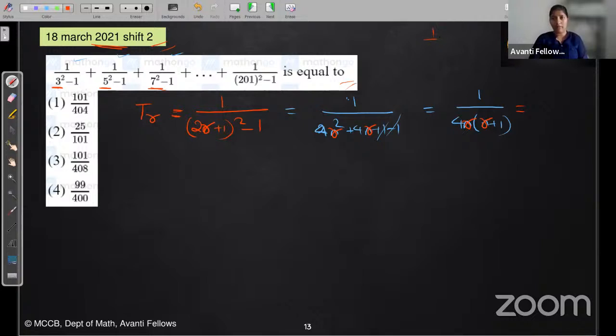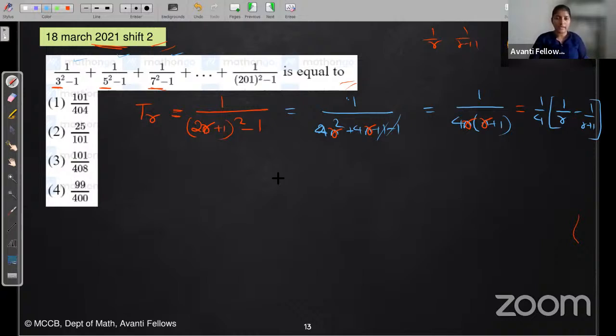So among 1 by r and 1 by r plus 1, which is bigger term? Which is bigger term between 1 by r and 1 by r plus 1? Let me know. Yes. The bigger term is 1 by r, right? Because it's in the denominator. So we can write as 1 by 4 into 1 by r minus 1 by r plus 1. Okay. This is the term.